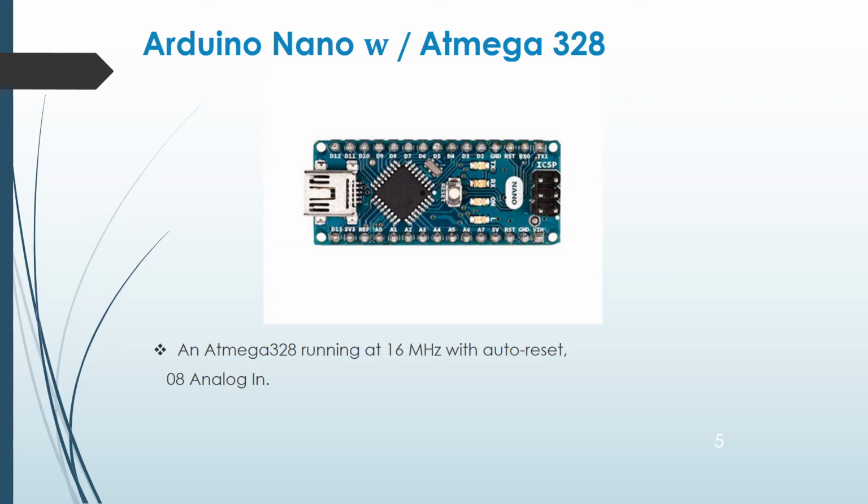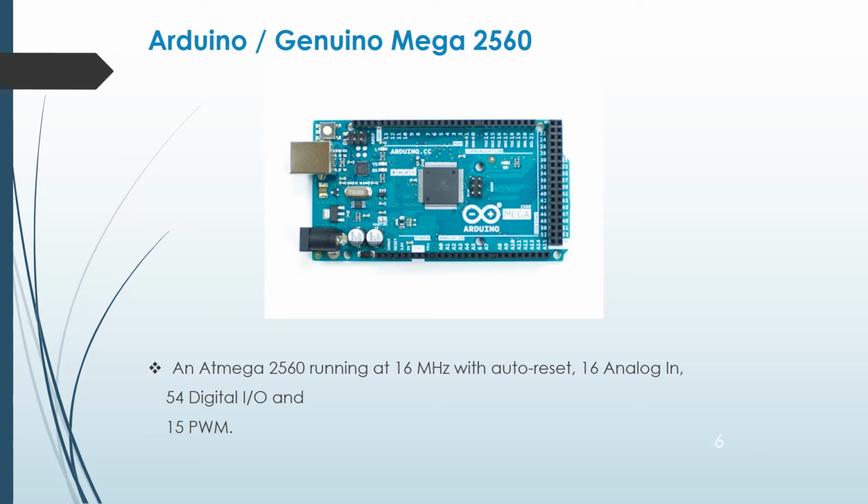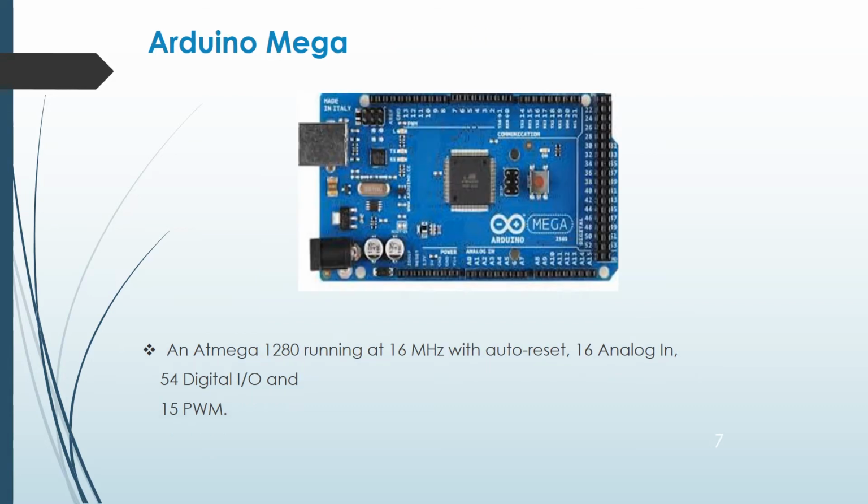Next is Arduino Mega 2560. In this it is running at 16 MHz with auto reset, 16 analog inputs and 54 digital input outputs with 15 PWM pins. Next is Arduino Mega with ATmega1280, which is running at 16 MHz with auto reset facility, having 16 analog inputs and 54 digital input outputs and 15 PWM pins.